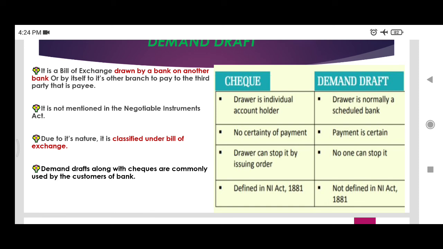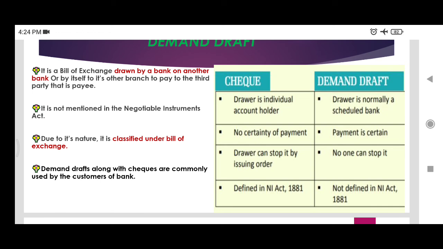In a check, there is no certainty of the payment. As I said, sometimes they will withhold, sometimes the check may bounce, isn't it? But in a demand draft, the payment is certain. Whenever you go with the demand draft, there are no such issues like bouncing or withholding. It is always certain.